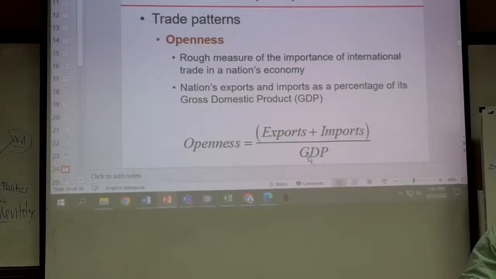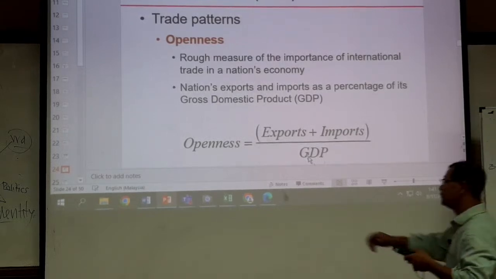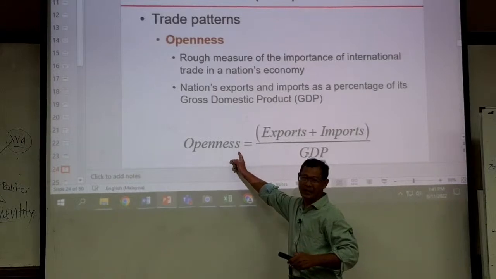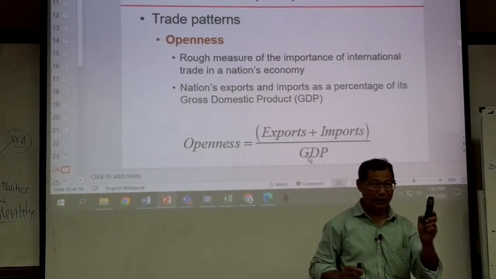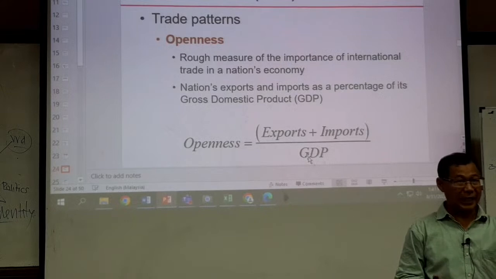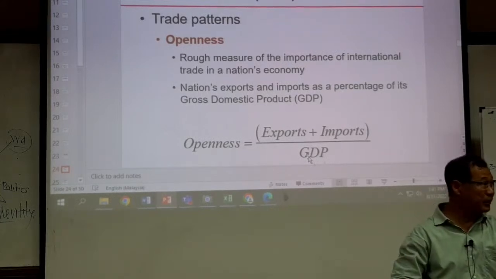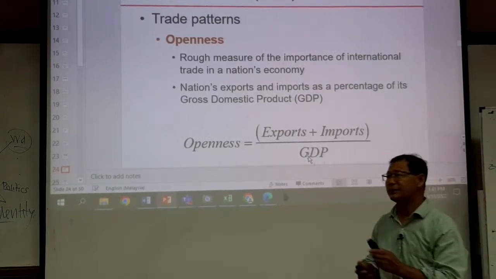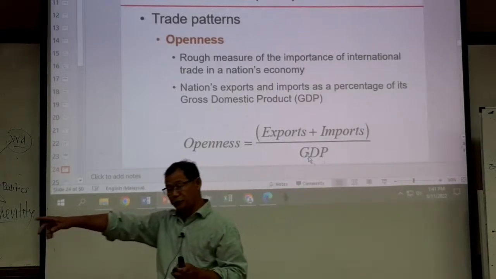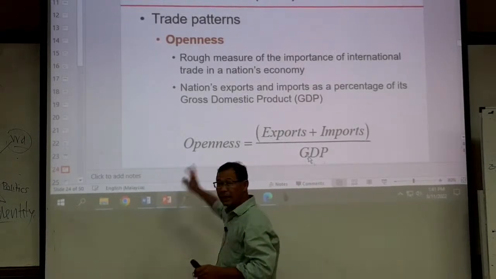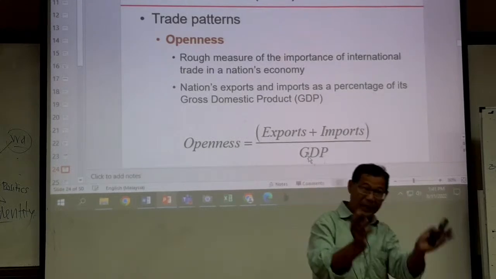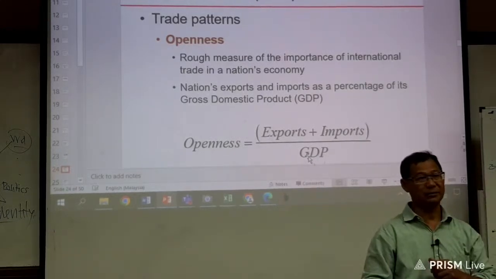Okay? And openness here does not mean open or shut in terms of product. Openness here refers to dependence on trade. Dependence on what? Trade. Tariff high or low is another matter, another story. The data that I show for Malaysia, Malaysia is a small-size, open economy. Do you follow me?